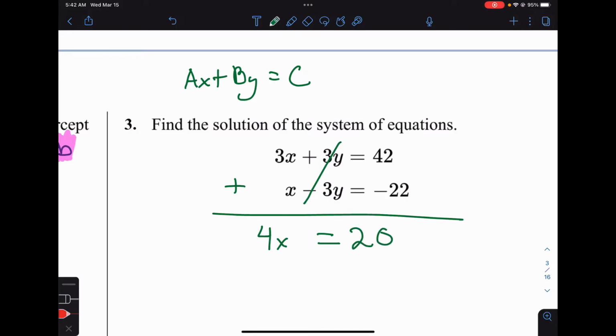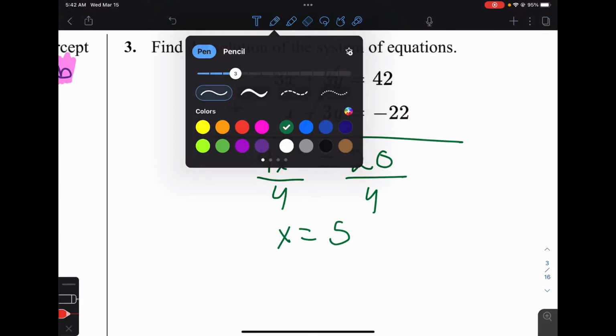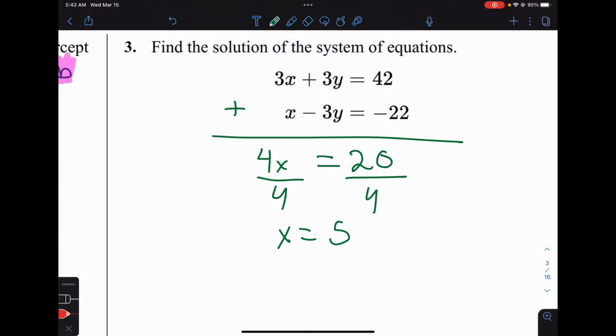All right. So when one of these variables cancels, it's going to make an equation with one variable remaining, which allows you to go ahead and actually solve. So we divide both sides by 4, and we get that x is 5. All right. So now we've solved for one variable. We know what one variable is equal to. So we can go ahead and take this x and plug it back in.